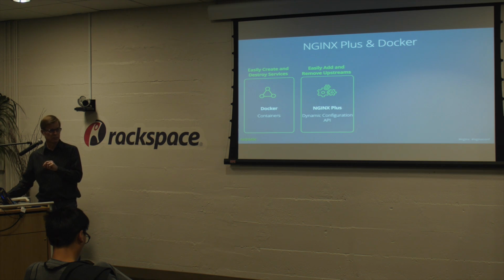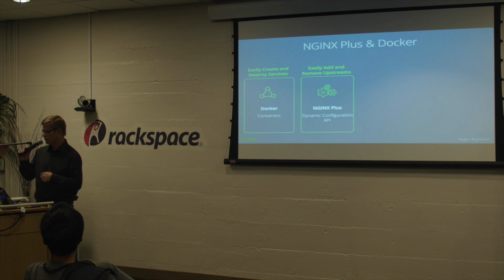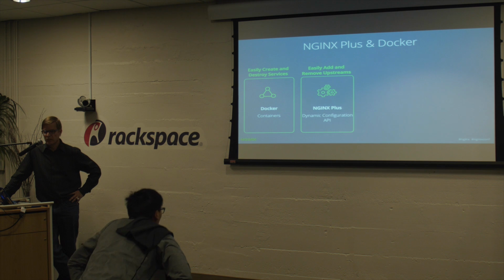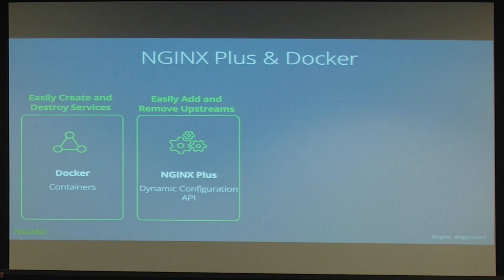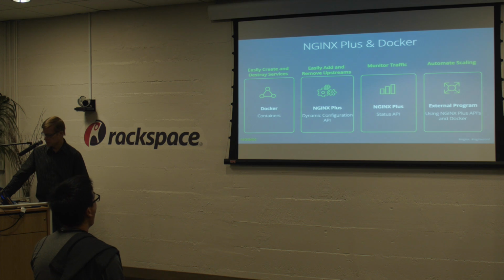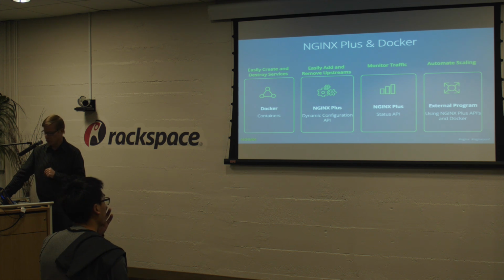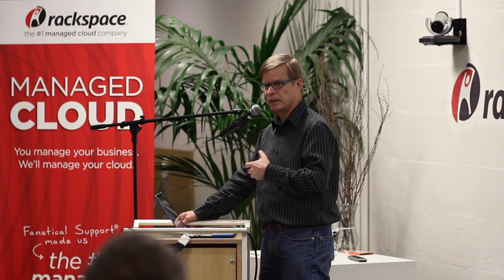So I'm using NGINX and Docker. Docker is a great tool for spinning services and containers up and down, and you'll see how simple that is. Then NGINX Plus, which is the commercial version of NGINX, has a few features that I'm going to use here. One is the dynamic configuration API. We have a couple of ways of allowing you to scale your backends up and down without having to reconfigure NGINX, and I'll be using one of those here. I'm also using our status API to monitor traffic, and I'll show you the dashboard. Then I've also written a program in Python that actually does the scaling. It's going to look at that status API to see what's going on and then react to it.